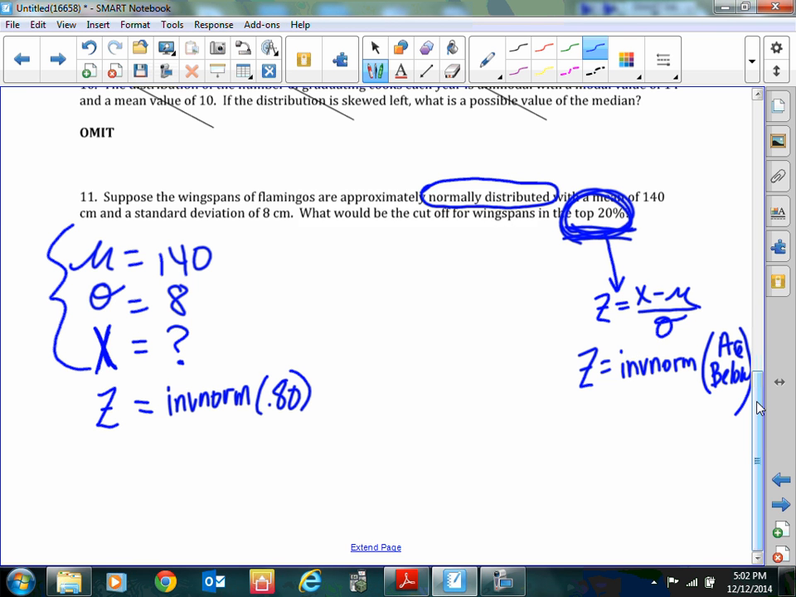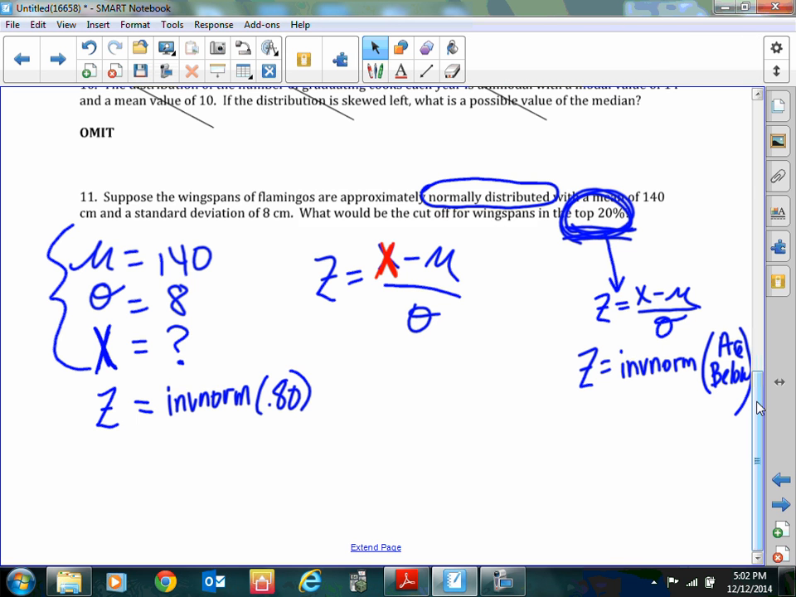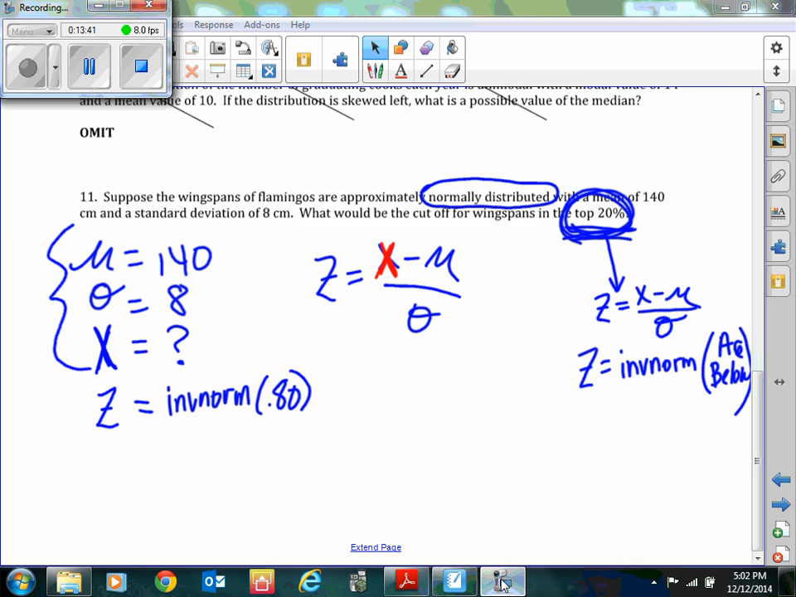Once you get that z-score, then you solve for x. I actually don't have that written down on my paper. Once you get that z-score, you will fill it into this formula here and solve for the unknown wingspan value. Okay, that's it. I hope that helped you to get all of those questions completed this weekend.